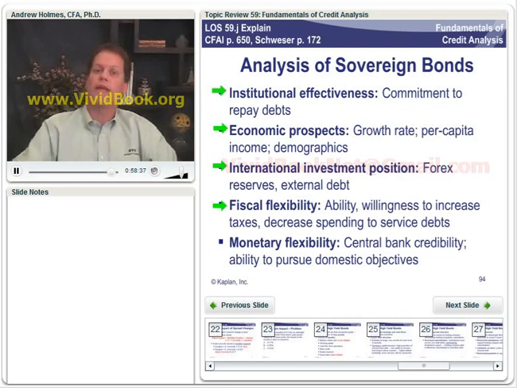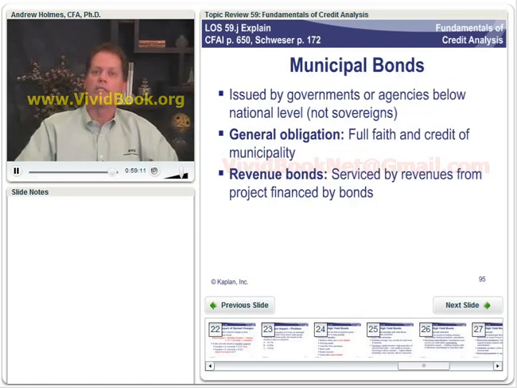Those types of issues. Financial flexibility: the ability or willingness to increase taxes or decrease spending to service debt. So many would claim that we have the willingness to increase taxes, but not the ability to decrease spending in, let's just say, many of the world's developed countries, right? And then monetary flexibility. This has to do with the effectiveness of the central bank, the central bank's ability to set domestic monetary policy and pursue those objectives in a credible and consistent fashion. And then finally here, municipal bonds. These are bonds that are issued by governments or agencies below the national level.